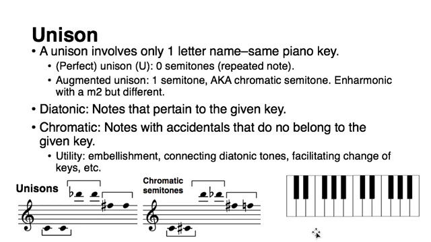Chromaticism is used a lot in music for a variety of reasons. Embellishment is one. Sometimes chromaticism connects two or three diatonic notes, or a string of diatonic notes. And very, very often it is used to change keys in the course of a piece of music or song.